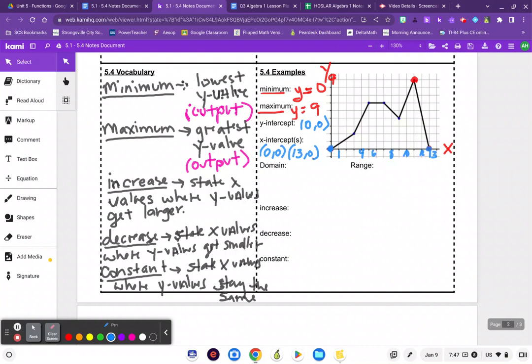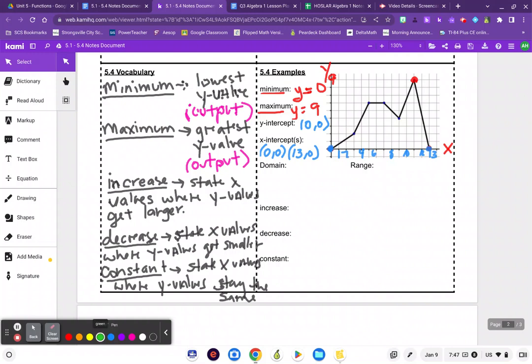I tossed some numbers on here. I started going by twos because when I go to write domain, range, increase, decrease, constant, I'm writing numbers in terms of x's mostly. The range I'll write in terms of y. So I wanted those labels there to help me.